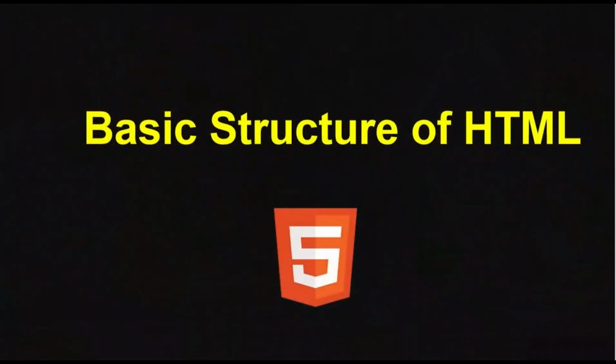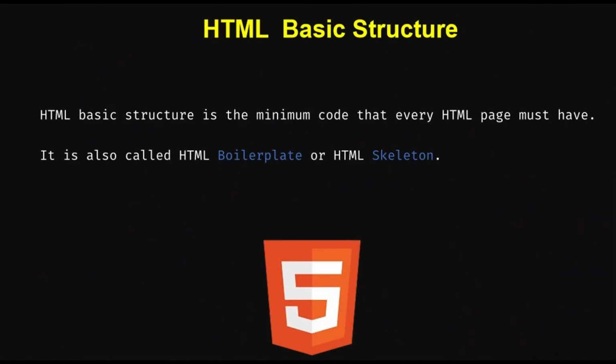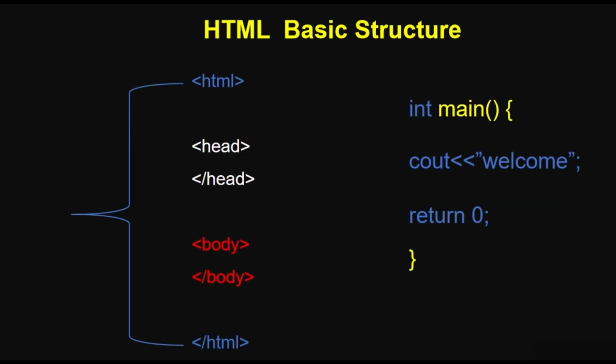Basic structure of HTML. The HTML basic structure is the minimum code that every HTML page must have. It is also called HTML boilerplate or HTML skeleton. Every programming language has its own basic structure. Just like a C++ program starts and ends with the main function, similarly, HTML code starts and ends with the html tags. The html starting tag is followed by the head paired tag, and then the body paired tag. The code ends with the html closing tag.